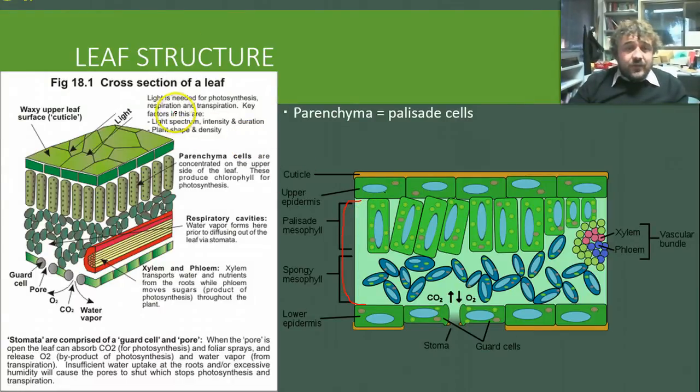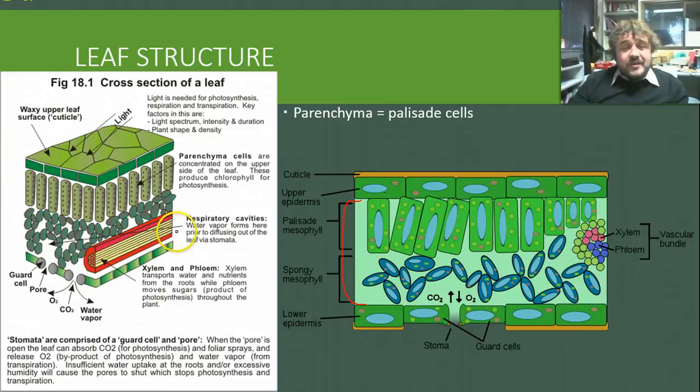So if we have a quick look here, you can jot these notes down. We've got the waxy cuticle here, the parenchyma cells, which is where photosynthesis happens. They're chock-a-block full of chloroplasts. That's these little green ones. Chock-a-block full of chloroplasts and chlorophyll. Then you have the respiratory cavities. So water vapor forms here and then diffuses out through the pore, as well as the oxygen. And carbon dioxide is actually drawn in through the stomata. So that's also very interesting.